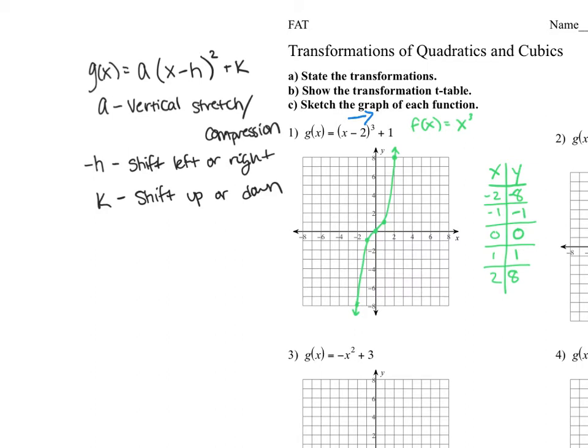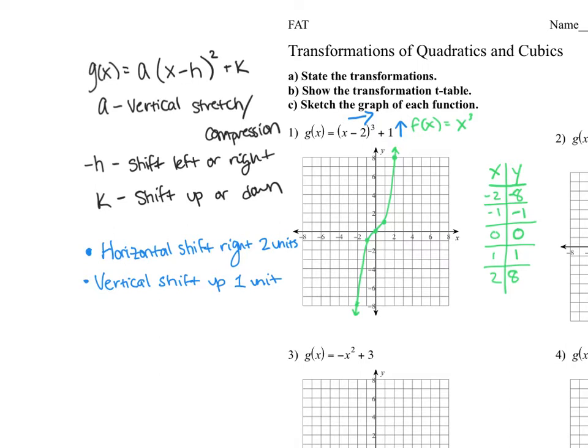So step 1, listing my transformations. The first thing that happens is there is a horizontal shift to the right 2 units. And then the next thing that I see is a k value, something at the very end. Since that's a +1, it's going up. So we have a vertical or up or down shift up 1 unit. I'm giving the direction, the number of units, and whether it's horizontal or vertical.